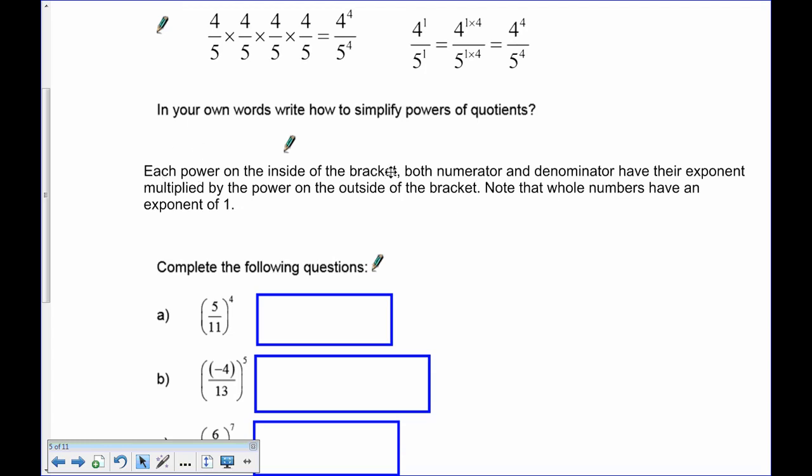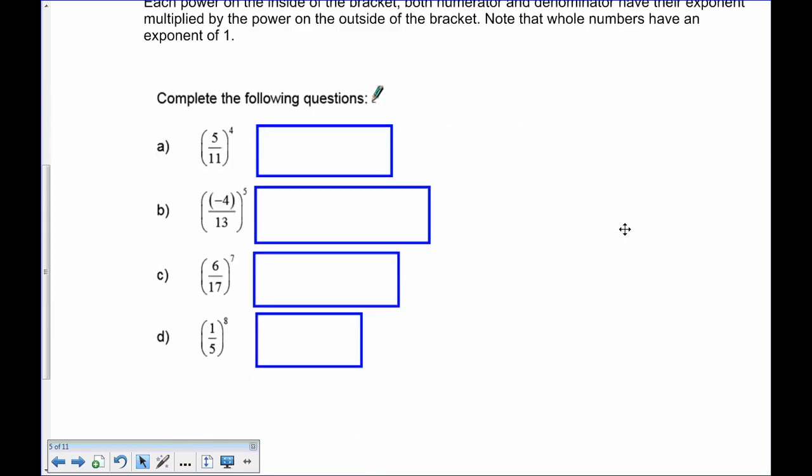Each power on the inside of the bracket, both numerator and denominator, has its exponent multiplied by the power on the outside of the brackets. Note that the whole numbers have an exponent of 1. Alright, so here are 4 examples. You try these.